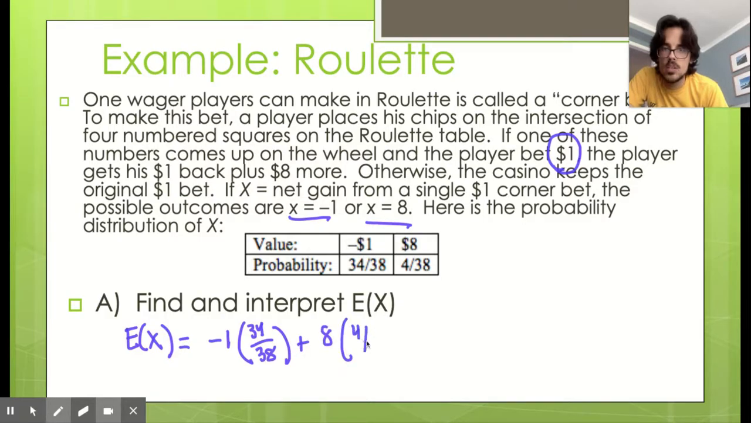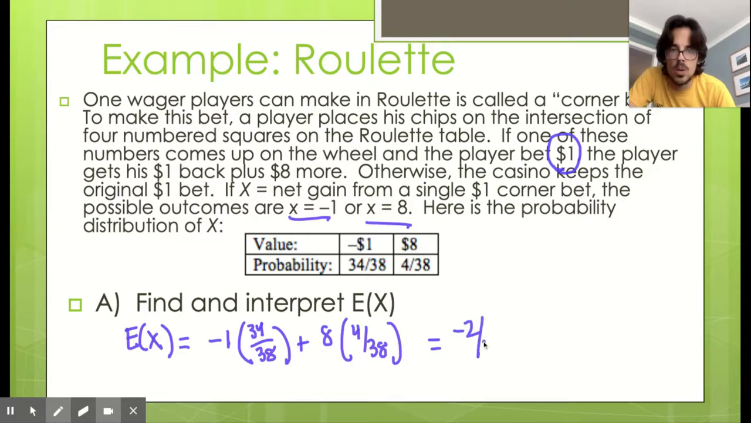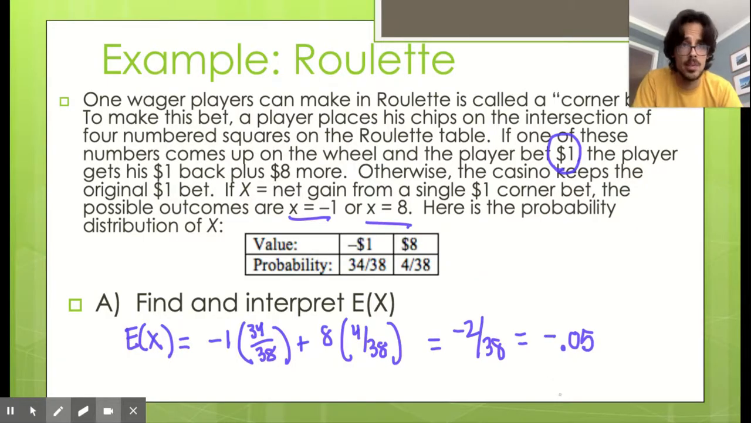And if you actually calculate this, it isn't too bad to do by hand, because that's negative 34 and that's 32. You're going to end up with negative 2 over 38, which is a negative 0.052. 0.053 if you round it. So negative 0.05. I guess I'll do 2 decimal spots because it's money. Okay? So that is a negative 5 cents.